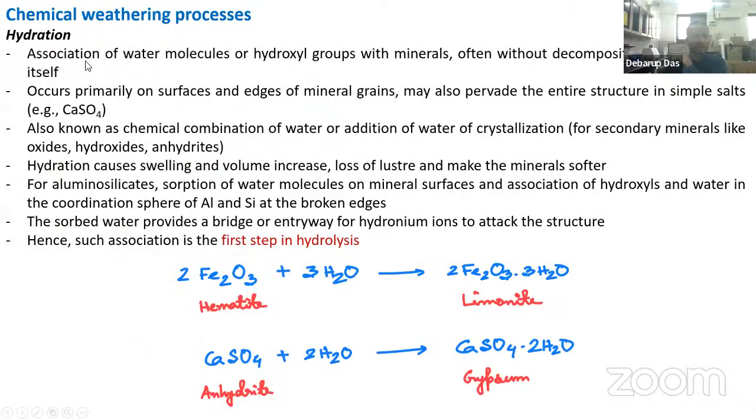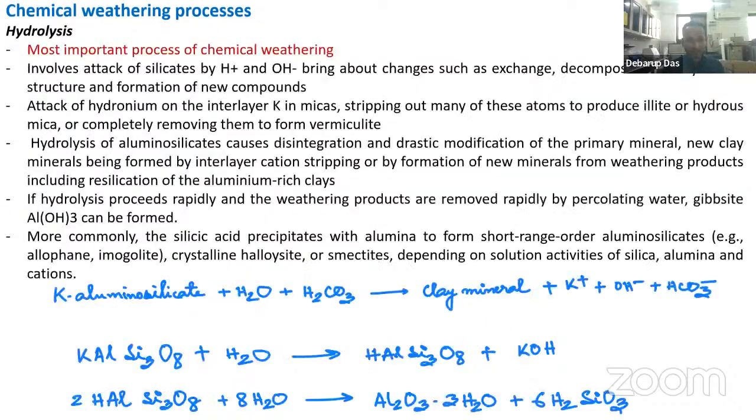Next is hydration. That is association of water molecules with any anhydrite form, like hematite, limonite. Calcium sulfate forms gypsum. It is the association of water molecules or hydroxyl groups with minerals without decomposition of the mineral itself. Now, hydration is often considered as the first step in hydrolysis. First, the mineral is attached with water, then it becomes more susceptible to get hydrolyzed.